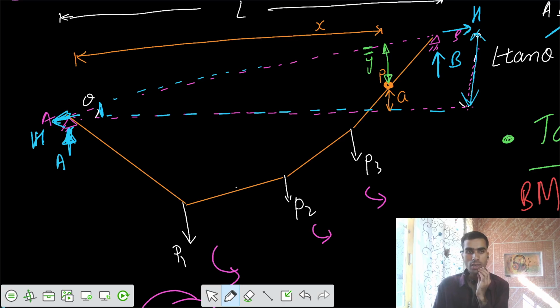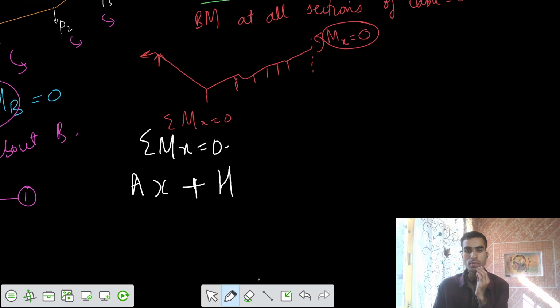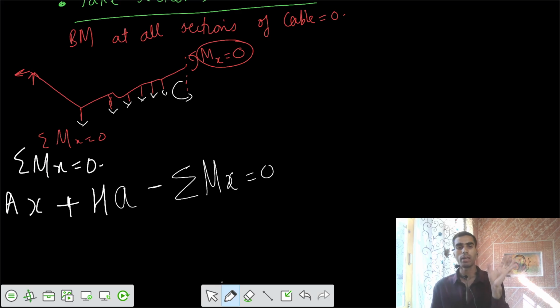So if horizontal H is acting here, and it has some relative vertical distance up to that point, and it equals a, I can write moment of H times a clockwise. And all the other loads contribute anti-clockwise moment. Let's write that as minus summation of moments up to that x equals 0. Can we write this equation?